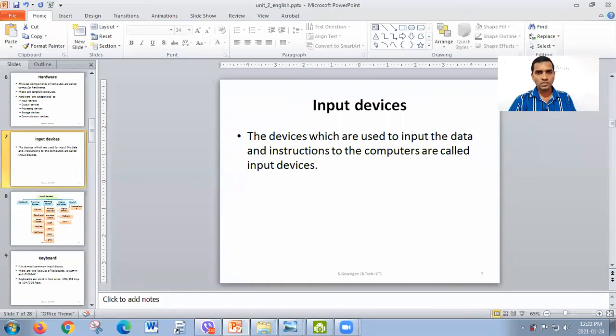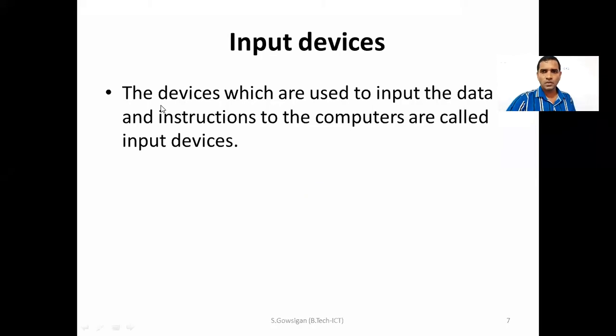From input devices, right? Some of them can give data, some of them can give instructions, and maybe some of them can give both data and instructions. That is possible. Even we can give some instructions to the computer using the keyboard too. Generally, the keyboard is there for giving data, right? But in some instances, the keyboard can be used for inputting instructions as well, right? Okay. So this is the first one, input devices. Look here, I give a small description. The devices which are used to input the data and instructions to the computer are called input devices.